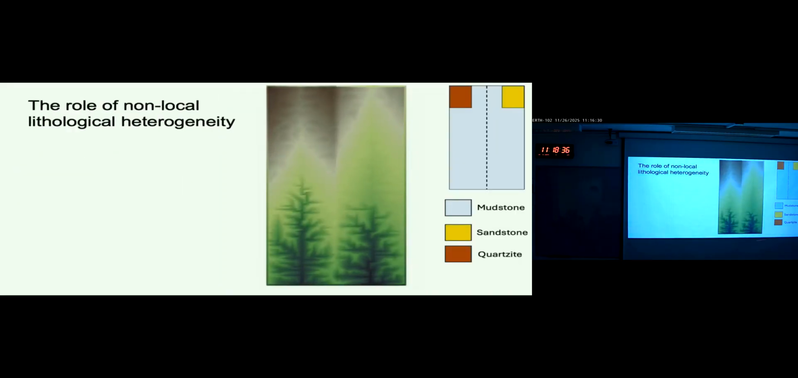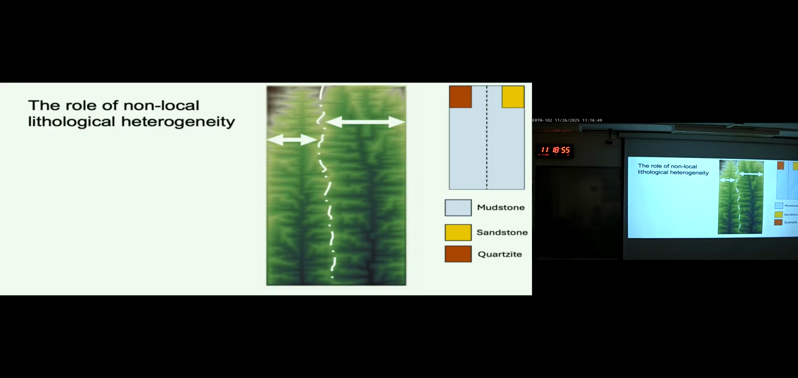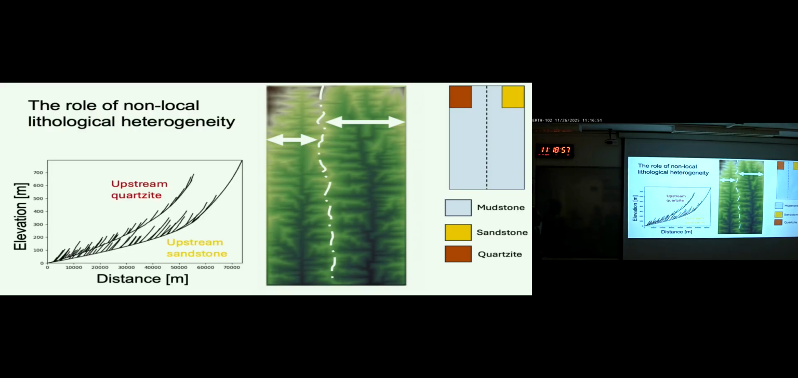At the beginning of the simulation, you might recognize that the drainage divide is symmetrical, but by the end of the simulation, you can appreciate how the system evolved into an asymmetrical form, where the sand-rich catchment expanded on behalf of the quartzite-rich catchment. And this is also pronounced in the profile, where the stream with upstream sandstone has a lower slope and is less steep than the stream associated with an upstream source of quartzite.